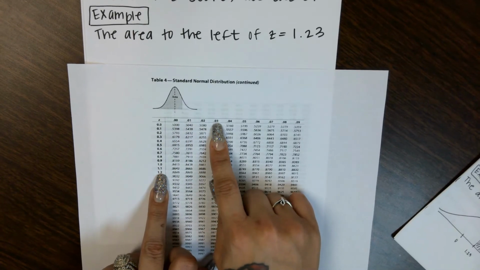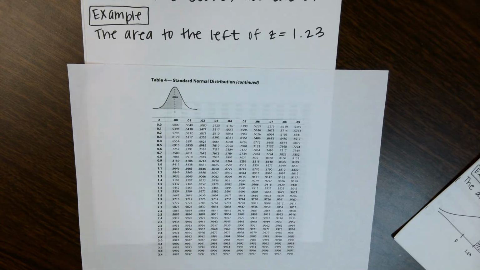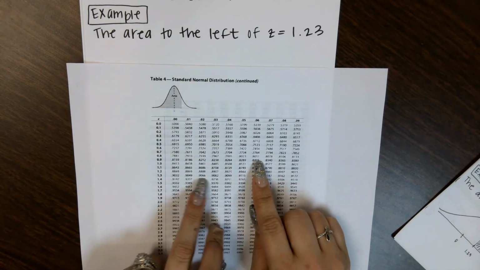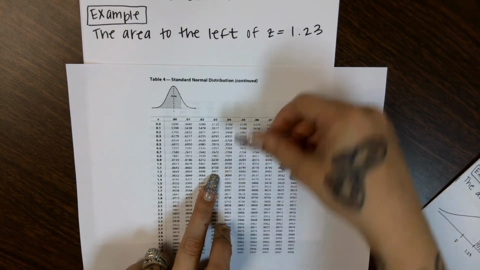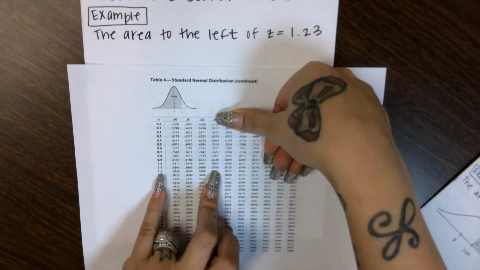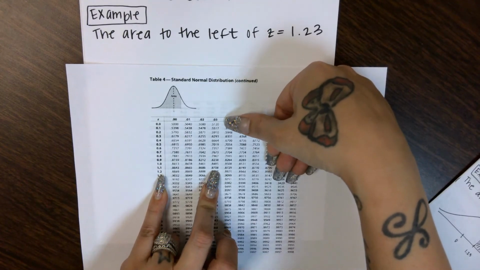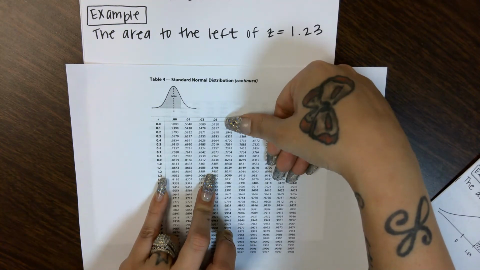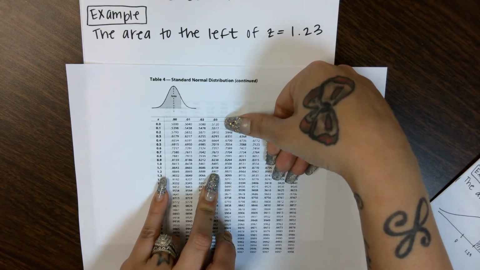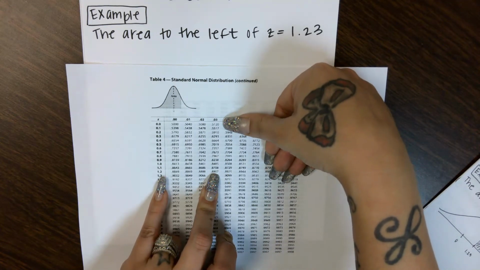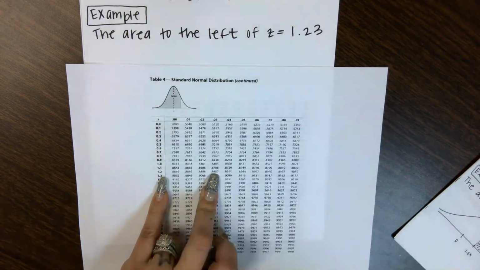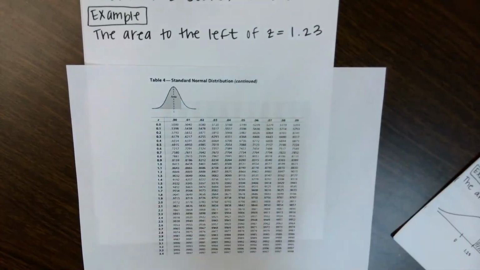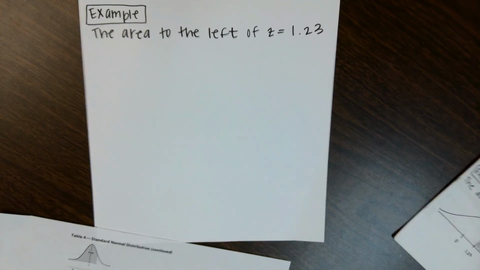And now I'm going to bring them together. I'm going to match them. I got 1.2 here, and I got 0.03 here. So there's 1.2, here's 0.03. Let me get my finger just right. Everyone should be looking at 0.8907. That is the area. That's it. Area equals 0.8907.